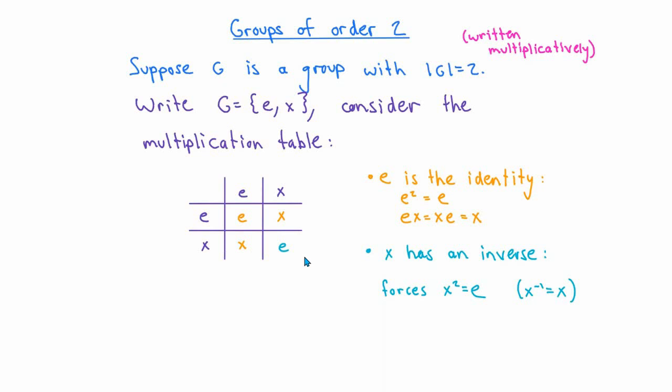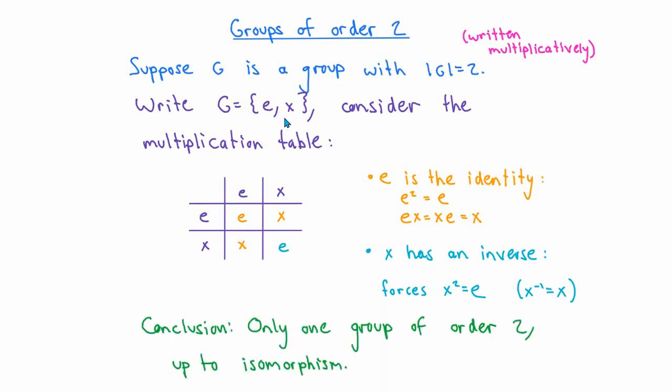This multiplication table defines a binary operation on the set G, and it's easy to check that it's associative, that E plays the role of an identity element, and that every element has an inverse. Therefore, the set G, together with the binary operation defined by this multiplication table, defines a group. Furthermore, since we didn't have any flexibility in choosing how to fill in the elements of this multiplication table, we can also conclude that there's only one group of order 2 up to isomorphism.